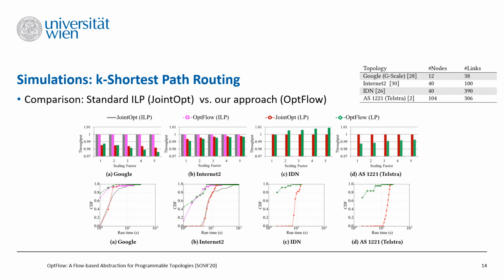Moreover, what we also see is that our abstraction greatly improves the runtime in this setting, because in a wide area network, the maximum degree is very small, so we only have very few fake flows that need to be optimized compared to a large number of wavelengths.